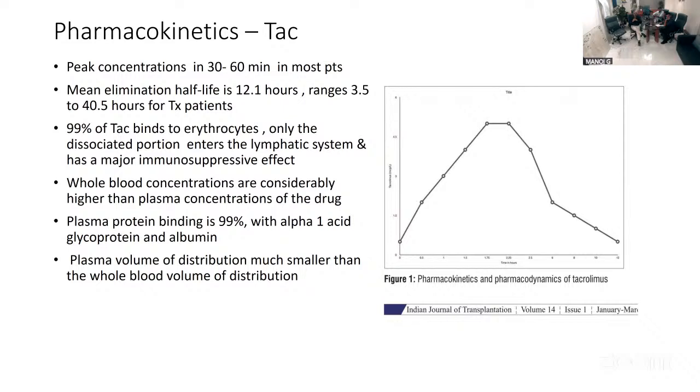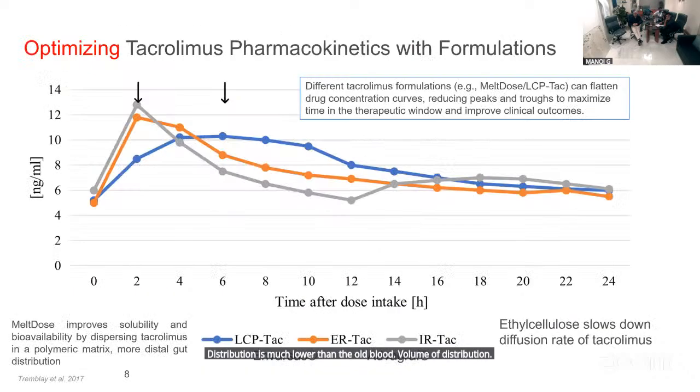Tacrolimus is highly protein bound, that is with albumin or alpha-1 acid glycoprotein. Plasma volume of distribution is much lower than the whole blood volume of distribution. Now, as I have previously said, there are three different formats available for tacrolimus. One is the immediate release, which we use rampantly. The other is Advagraf, and the third one is LCP-TAC.